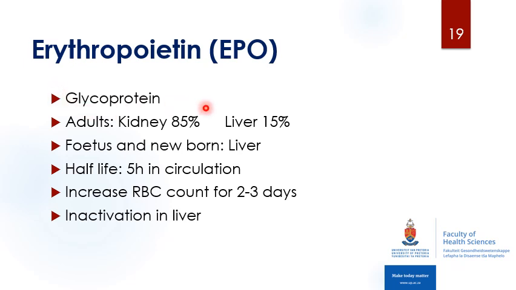Most of your EPO as an adult is produced in your kidneys, but a small percentage is produced in the liver as well. In the fetus and in the newborn, most of your EPO gets produced in the liver. The EPO has a half-life of about 5 hours in circulation, but it can increase your red blood cell count for between 2 to 3 days. So even after your EPO levels drop, you can still maintain a high red blood cell production for the next 2 to 3 days. And then once your EPO has completed its job, it gets inactivated in the liver.